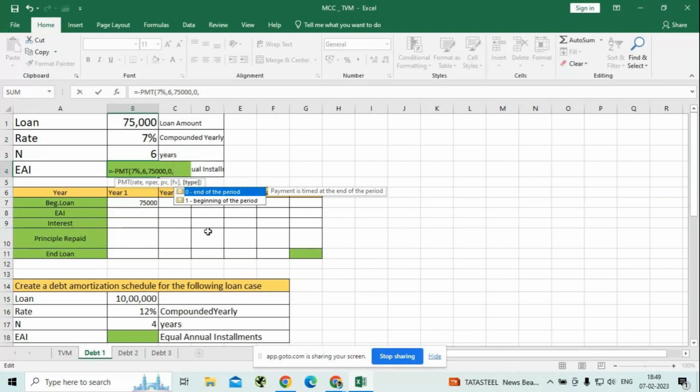End of the period, sir. It is end of the period. So either we can select it by using a tab, or you can give it directly as 0. So it acts in the same way. So I'll close this and press enter.